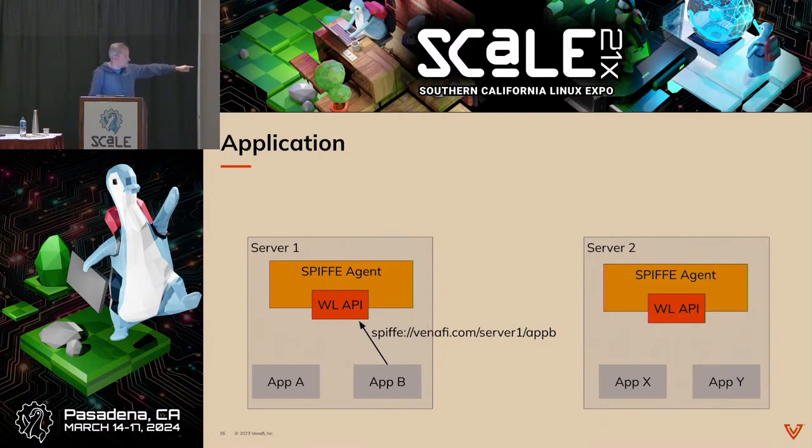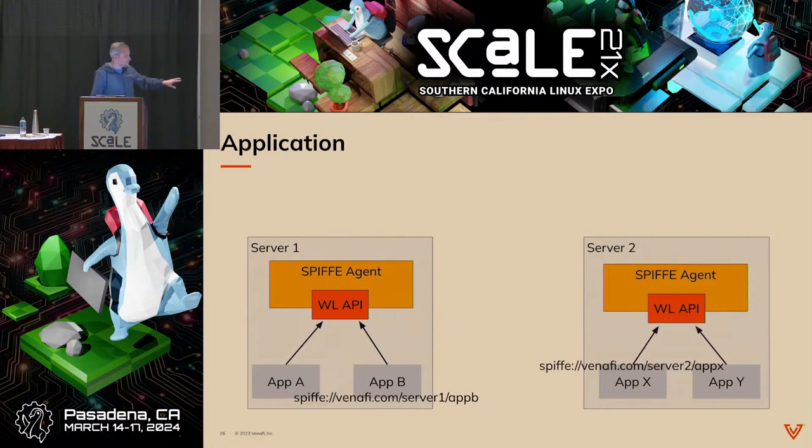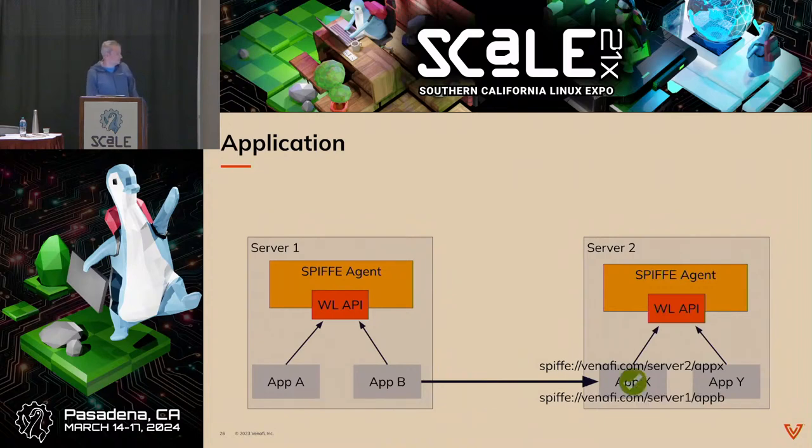The workload API is going to issue an SVID for application B, and application B can then start using that one. We're repeating the same process for all our other workloads so that each of them has a unique identity. And then we're doing the exact same thing as before. Application B is initiating the connection, and it's sending over the public key, which application X can then verify, and we're still mTLS.